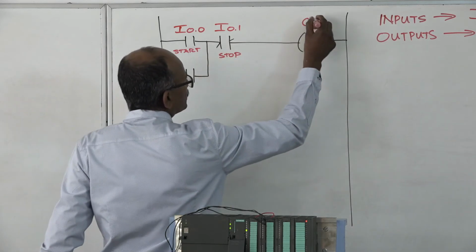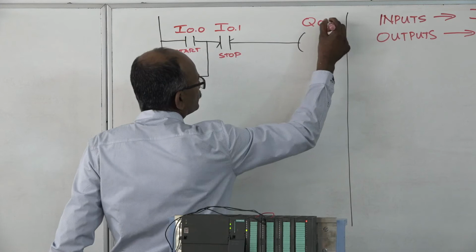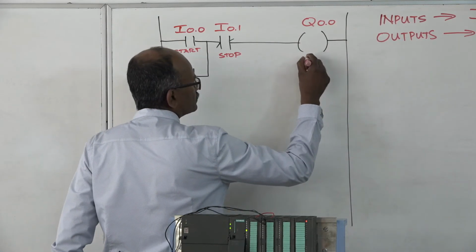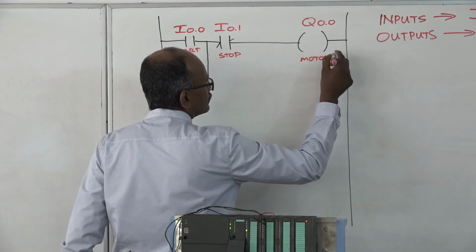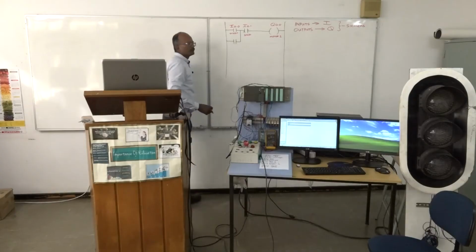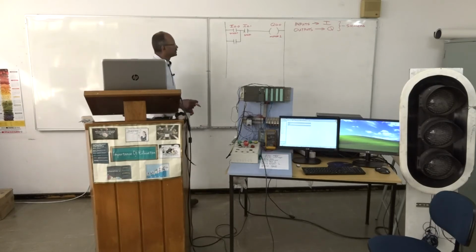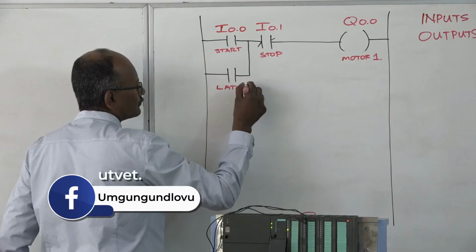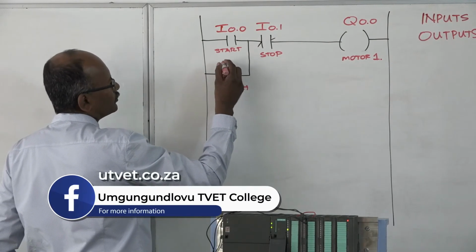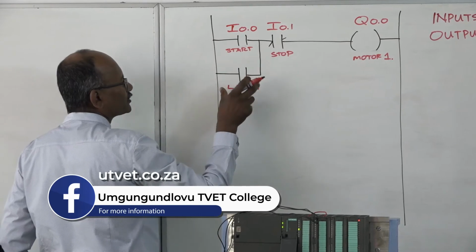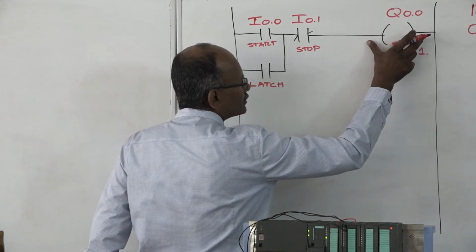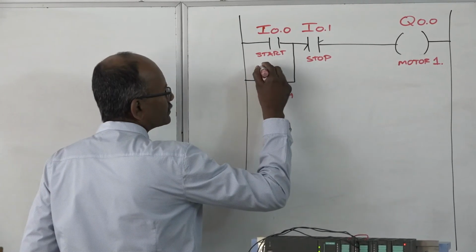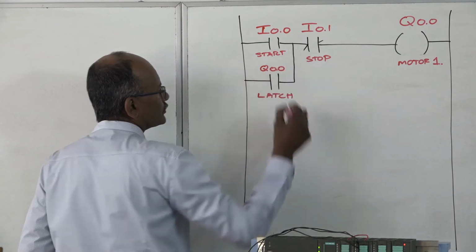Okay? Your output contactor for motor 1 is Q0.0. So this is motor 1. And remember, in order for motor 1 to stay on, I need to latch it. And this normally open contact now would be an auxiliary contact attached to your output coil Q0.0, so it will have the same address, Q0.0.